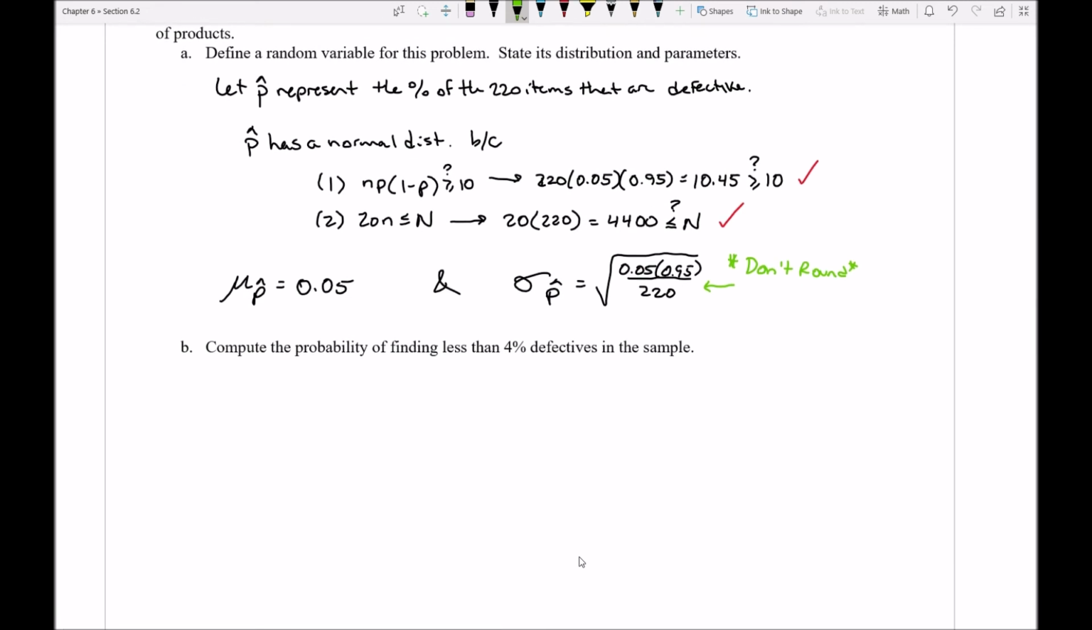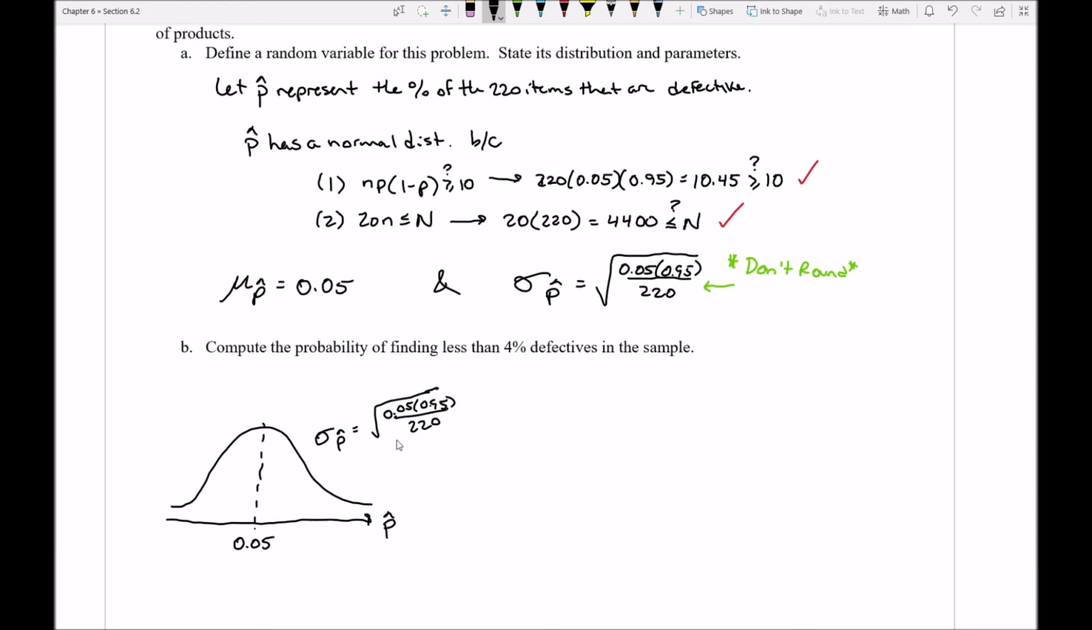Compute the probability that I would actually go out and find less than 4% of the items in my sample being defective. So if I think about what this means pictorially, there are a lot of different p hats that I could get. I know that they fall into a normal distribution. I know the most common or the average p hat to get is 5%. And I know that there's a standard deviation of p hats that's given by this value. I don't really know what it is, but I don't want to write out a rounded off version of it, so I'm just going to leave it just like that.